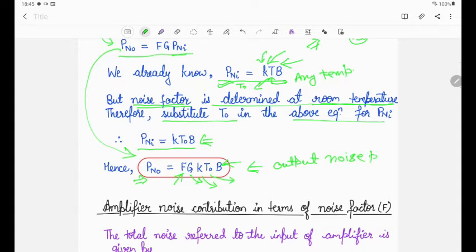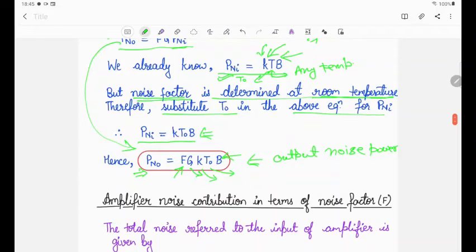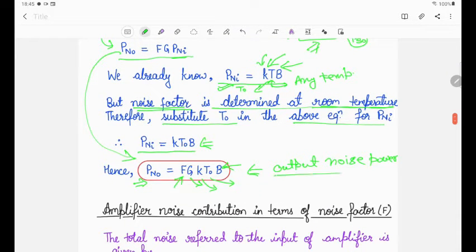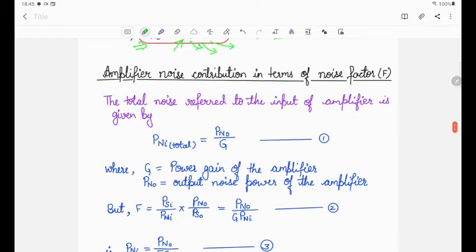This output noise power is calculated in terms of the noise factor. That is our heading, right? For any device we can calculate the output noise power in terms of the noise factor. Now the next thing, we apply the next concept of the noise figure and noise factor for the calculation of this noise factor. So amplifier noise contribution in terms of the noise factor, right? For that amplifier, what is the contribution of noise by that particular amplifier, that we need to calculate here, and we need to calculate it in terms of the noise factor.